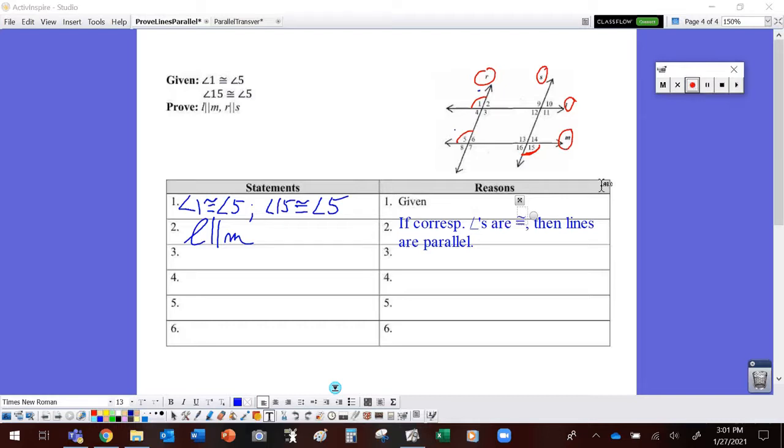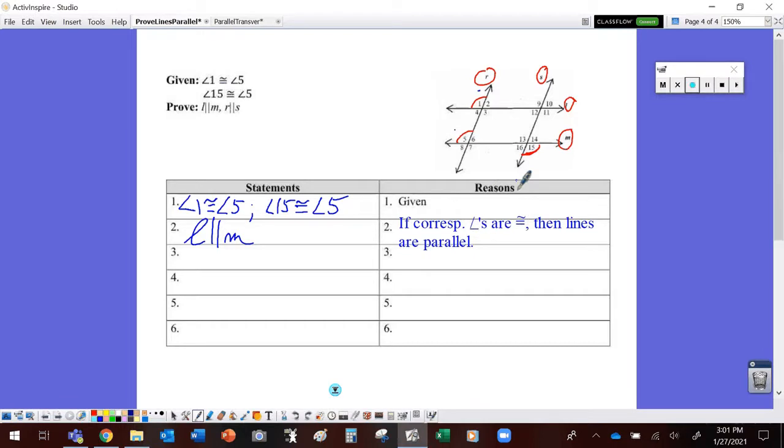All right, next up. I want to find some more stuff with corresponding angles. So I've already gotten lines L and M parallel. Now my next objective is to get lines R and S parallel. So that means I'm going to have to work with angles 5 and 15. Now, once again, there's a shortcut here. We could say that because angles 5 and 15 are alternate exterior angles, that makes those two lines parallel. However, I want to stick with just corresponding right now. So what I need to do is get an angle that's corresponding to one of these two, congruent.